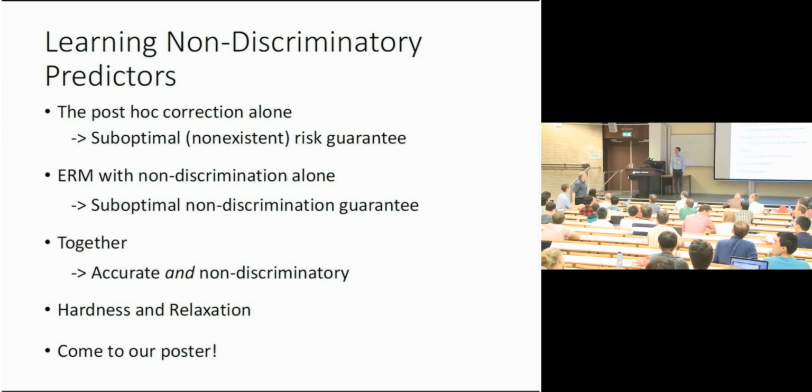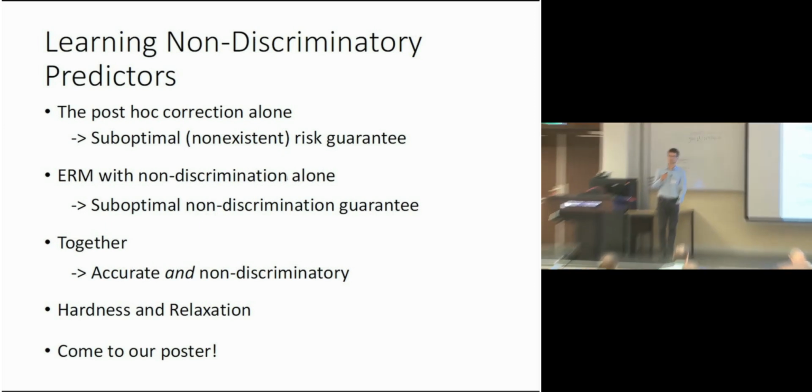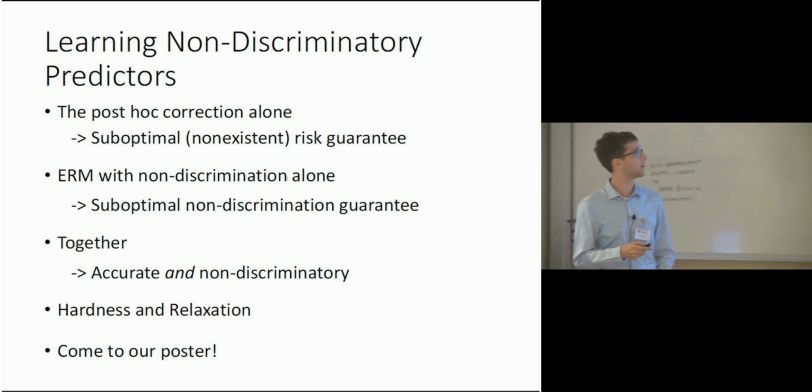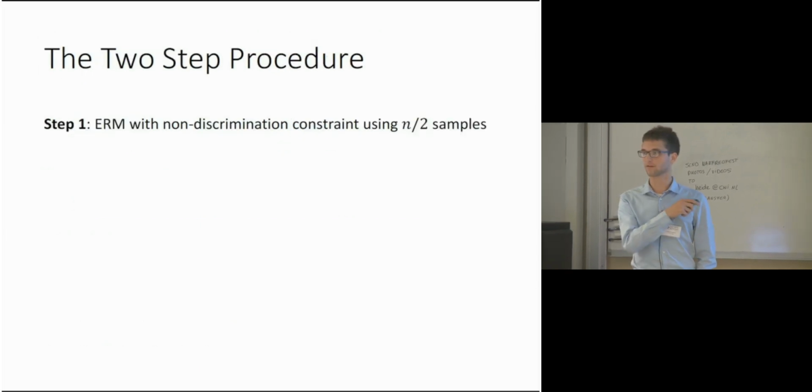Which step of the two-step procedure was hard? He asked which step of the two-step procedure is hard. It is the first step, the ERM with the non-discrimination constraint.